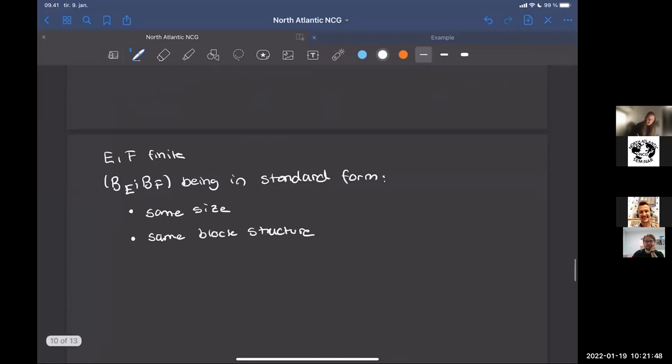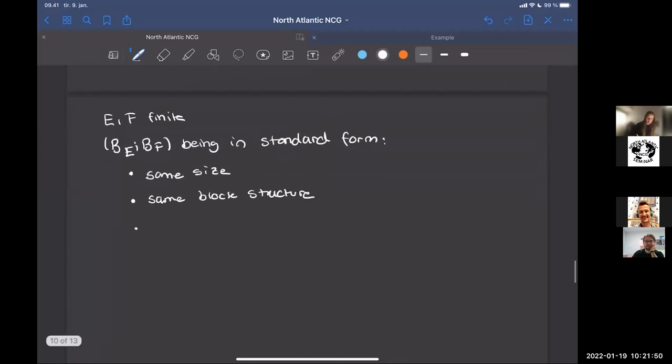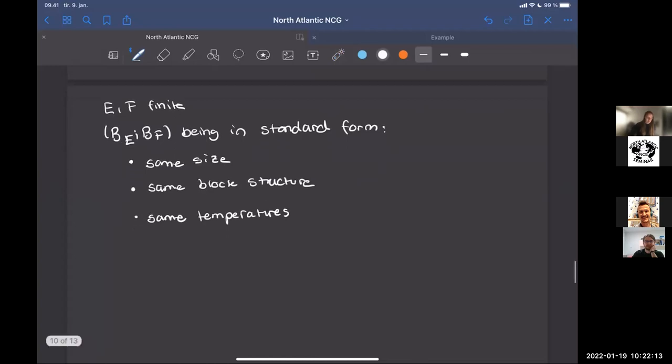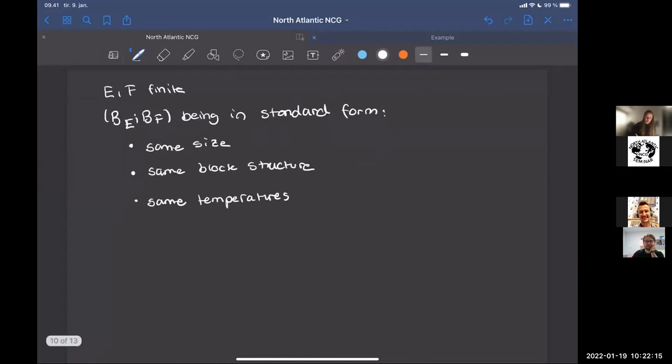And then we have one more thing: they should also have the same so-called temperatures. I will not go much into these temperatures, but it means that the types of these simple subquotients have to match up for these two graphs, these diagonal graphs. Okay.